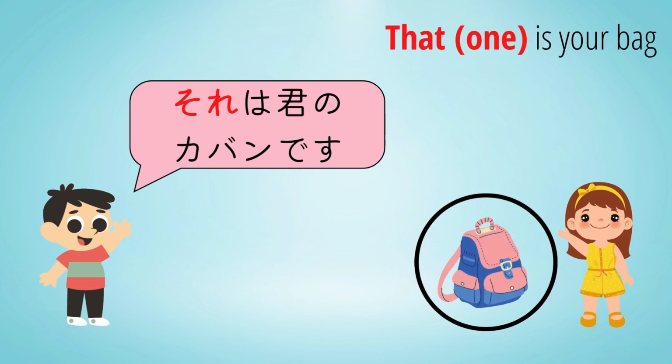When the boy identifies the bag far from him or near the girl, he will say, それは、君のカバンです。 This can be translated as, that is your bag.